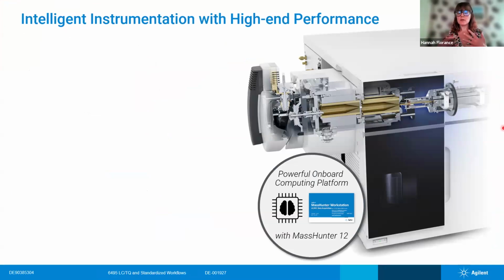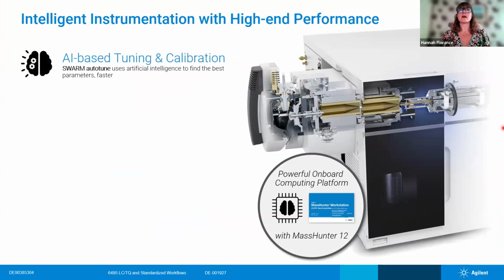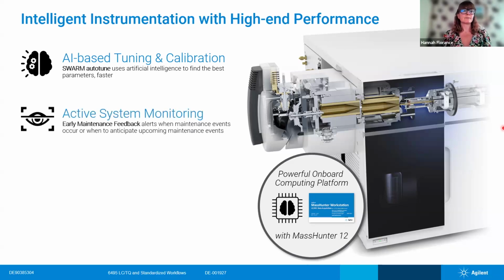And there are some key features on our 6495D. The first thing is the tuning and the calibration. We actually use artificial intelligence in order to perform what's called swarm tuning. This is a really clever algorithm, because it means that multiple parameters can be changed, and so it speeds up the whole tuning and calibration process.